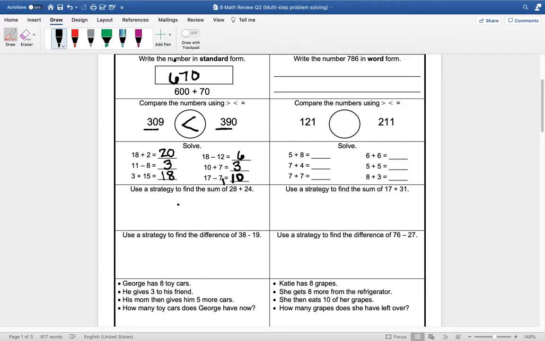10. All right, use a strategy to find the sum of 28 plus 24. So let's add our tens. We would have 20 plus 20. And then we would have 8 plus 4. So 20 plus 20 is 40. 8 plus 4 is 12. So then we would add those two together and we would get 52 for our answer.